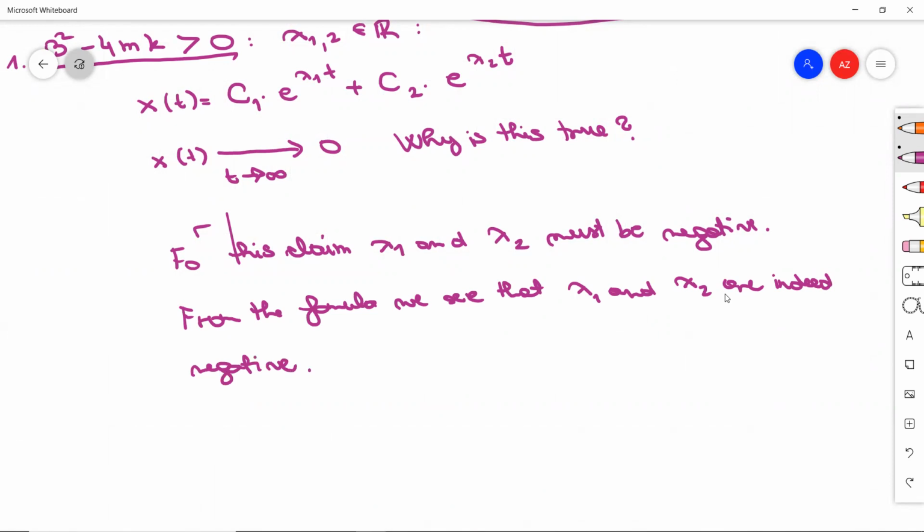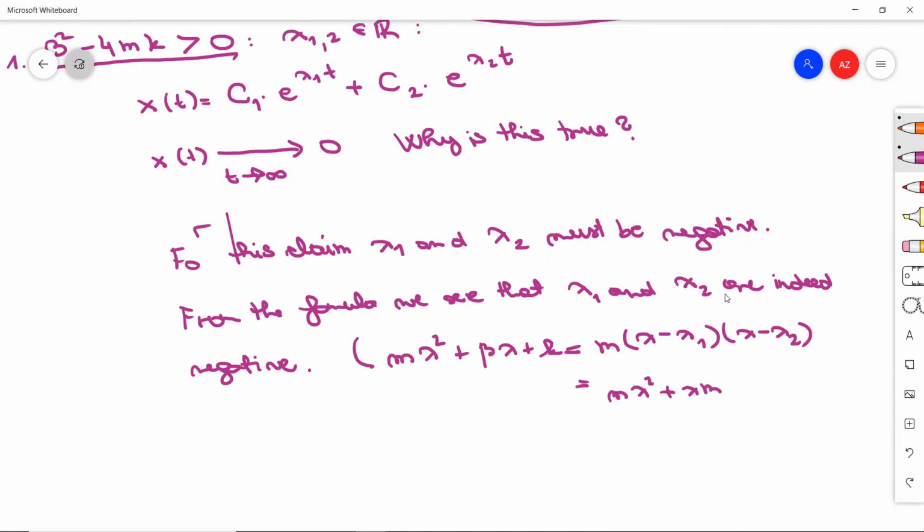Another way to see this would be to just know that m lambda squared plus beta lambda plus k factorizes as m times (lambda minus lambda 1) times (lambda minus lambda 2). And now we compare. So we have m times lambda squared plus lambda and lambda, and here minus lambda 1 minus lambda 2, and plus m lambda 1 lambda 2. And we see, so we compare k and m lambda 1 lambda 2.